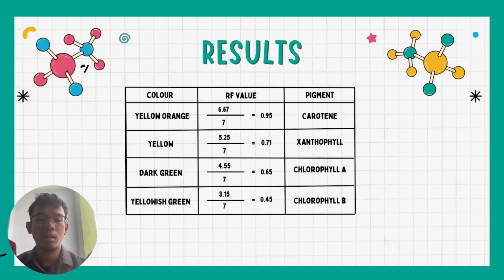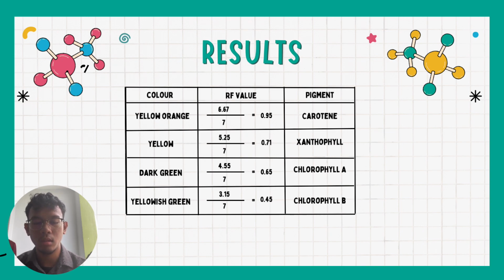And then the color is dark green, and the calculation for the Rf value is 4.55 divided by 7, and we get an Rf value of 0.65. And then the pigment is chlorophyll a.